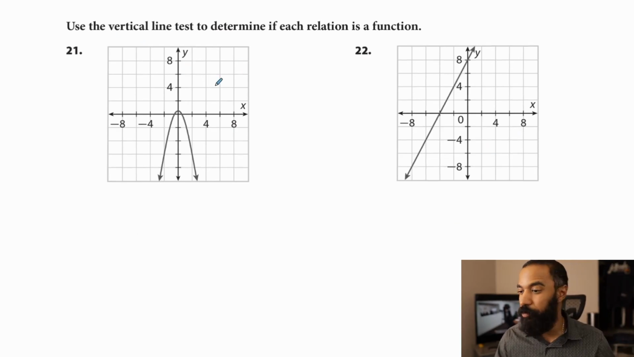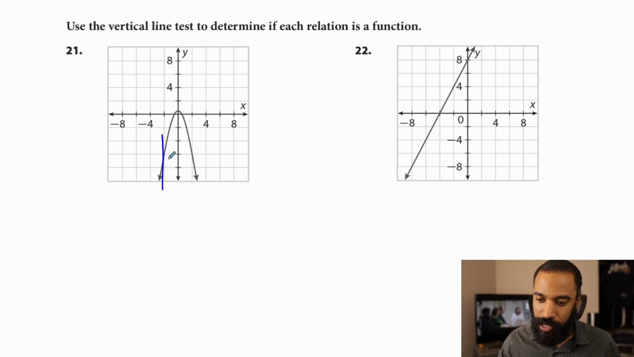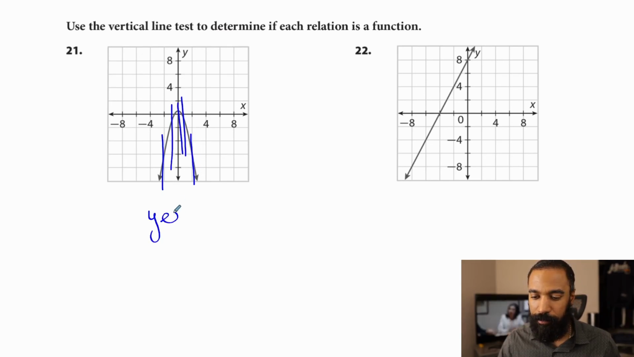Last two, 21 and 22. Passing the vertical line test? It seems to be. It's passing that vertical line test everywhere I go. Yeah, that looks to be a function.